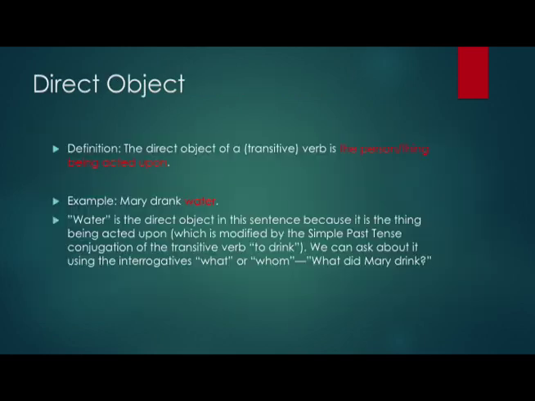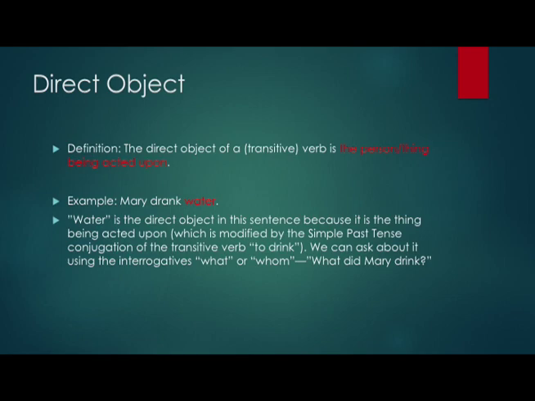So we've already referred to direct object. So again, the direct object, and again this has to be of a transitive verb, is the person or the thing that is being acted upon. So in this example here, Mary drank water. So water is the direct object because it is the thing in the sentence being acted upon.